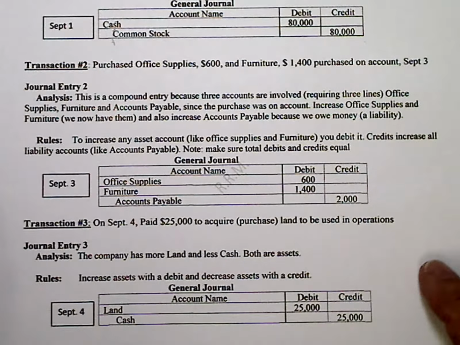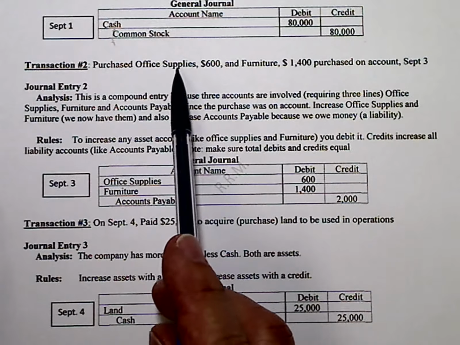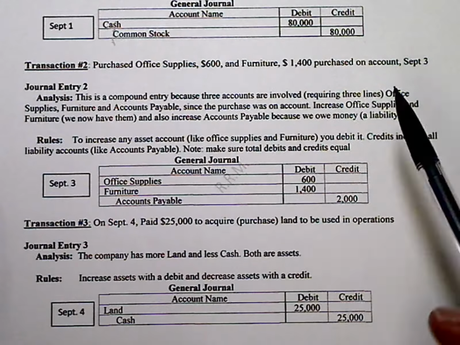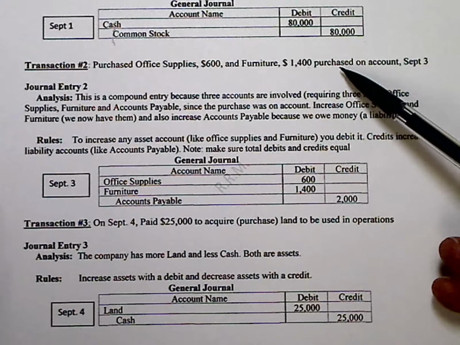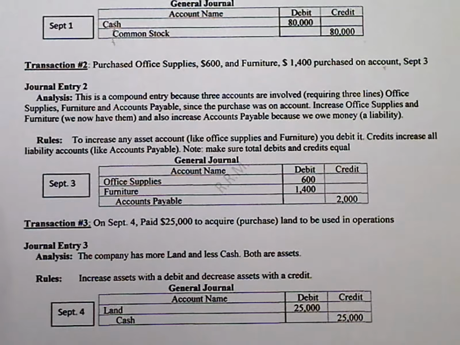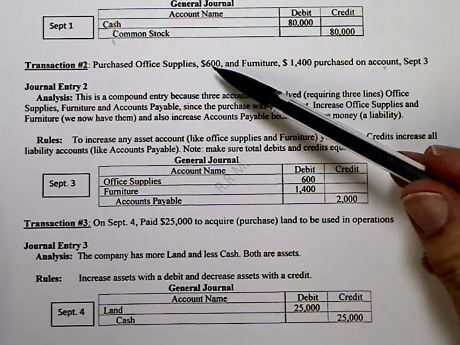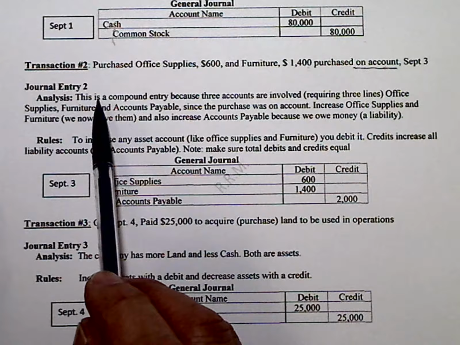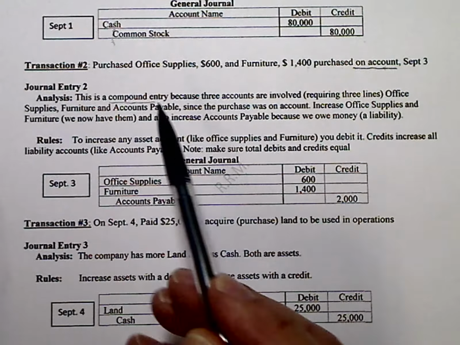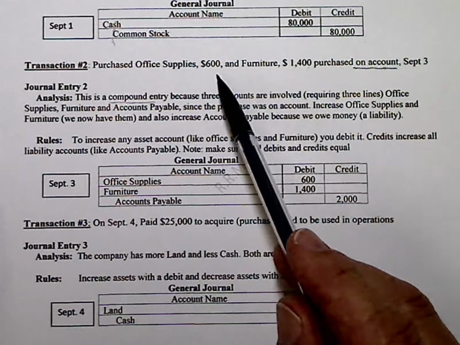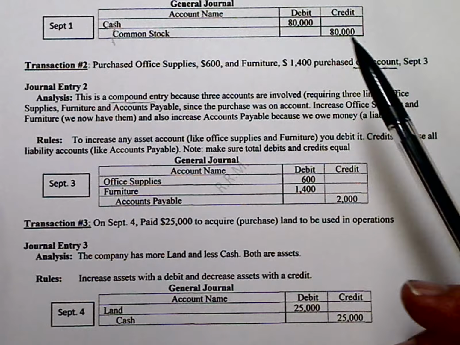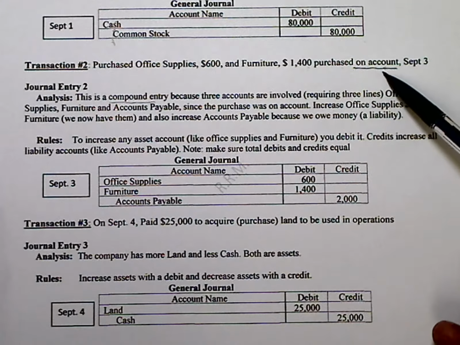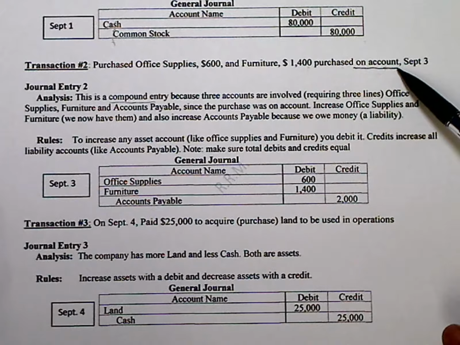Transaction number 2. Purchased office supplies, $600, and furniture, $1,400, purchased on account. Went to an office supply store, bought office supplies and furniture on account. Recall that means they didn't pay cash, they charged it, accounts payable. So here's the analysis. It's called a compound entry because there's actually 3 accounts involved here. We've got more supplies, we've got more furniture, and we've got more debt. We charged it. We've got more accounts payable.